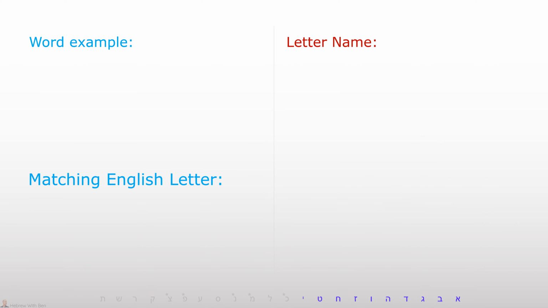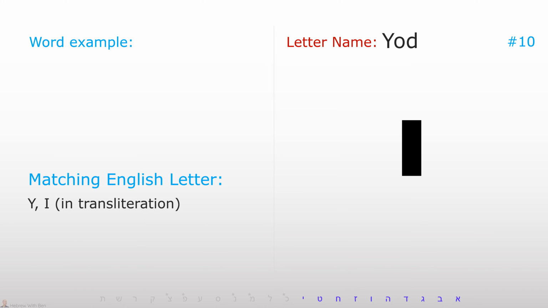Moving on to the 10th letter of the Hebrew alphabet, the letter Yod. The letter matches the sound of the English Y, and it is also represented as I in some transliterations. A word example is Yom. Yom.